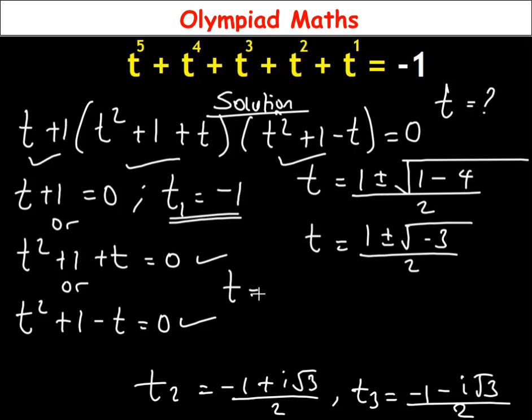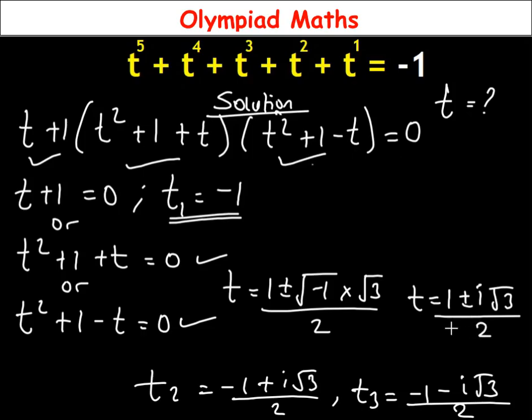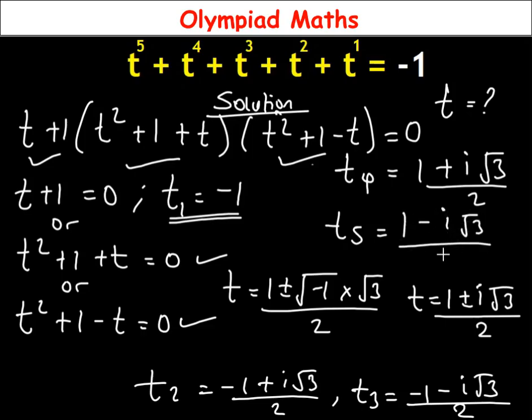So t is then equal to 1, then we have plus or minus square root of minus 3, which can be written as square root of minus 1 times square root of 3, then all over 2. With this, t is then equal to 1 plus or minus square root of minus 1 is i. i times root 3 is i root 3, then all over 2. From here, we can then get the other values of t. t4 is then equal to 1 plus i root 3 over 2, and t5 is equal to 1 minus i root 3 all over 2.